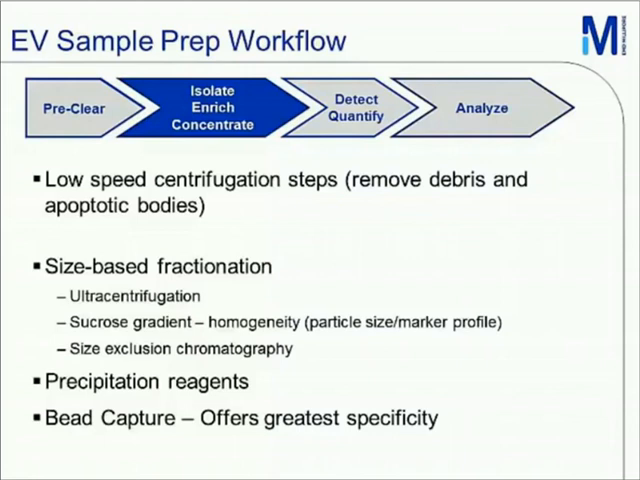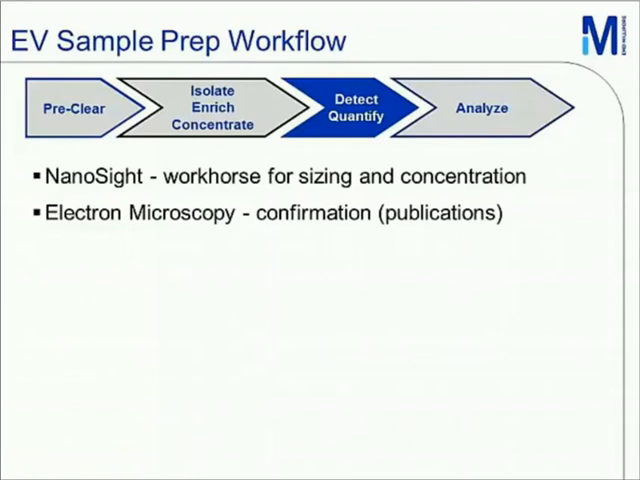Once you have your EV sample isolated, you're going to want to know how many and how pure the prep is. Currently, the NanoSight from Malvern offers the straightforward determination of particle size distribution as well as concentration. And as well, electron microscopy is available for confirmation of morphology.